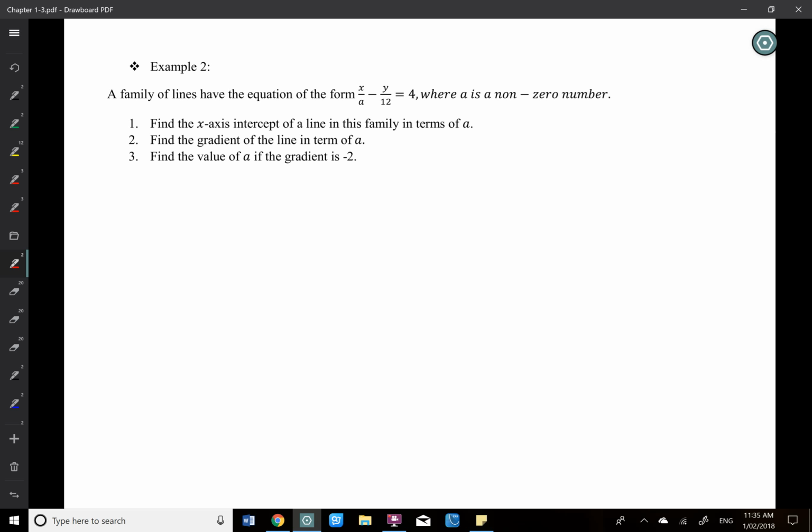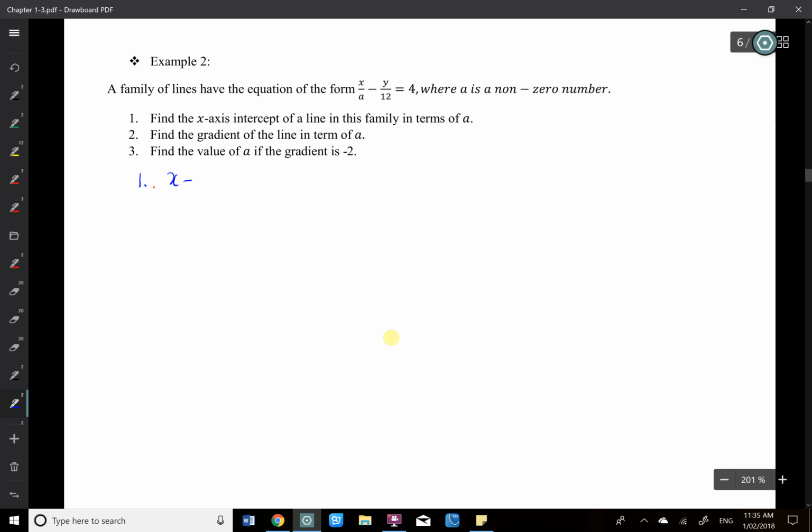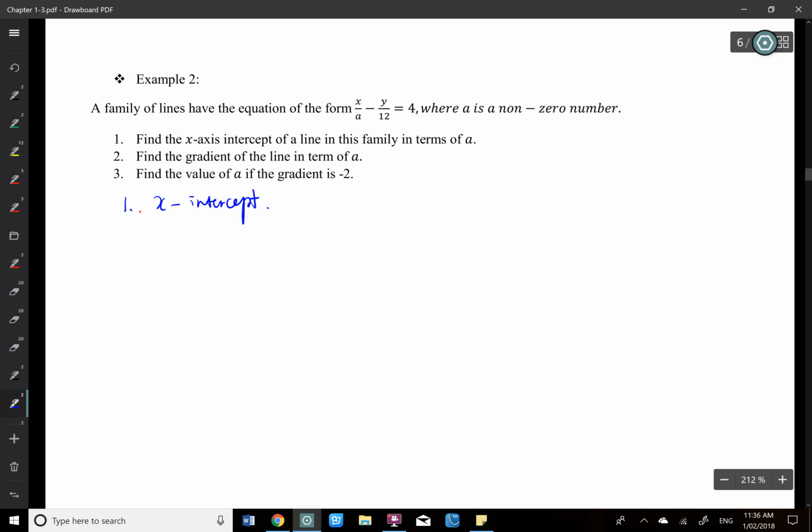So what I want you to do is find the x-intercept. I give you the equation. You know it's linear, and you know a is not going to be 0. Now I ask you to find the x-axis intercept of a line in this family in terms of a. So let's find the x-intercept. The only way to find the x-intercept is to make y equal to 0. Doesn't matter what equation you have, if asked to find the x-intercept, it's always make y equal to 0 and solve for x. So the x-intercept is when y equals 0.